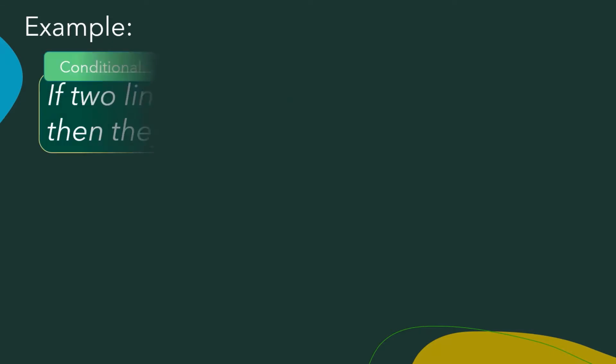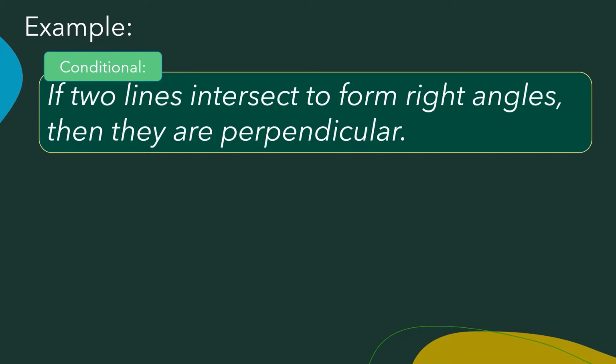Another example, in the conditional statement, if two lines intersect to form right angles, then they are perpendicular. So this is written as if P, then Q. So ano ang P natin dyan or the hypothesis? Correct. The hypothesis is two lines intersect to form right angles. How about the Q or the conclusion? Yes, you're right. The conclusion is they are perpendicular.